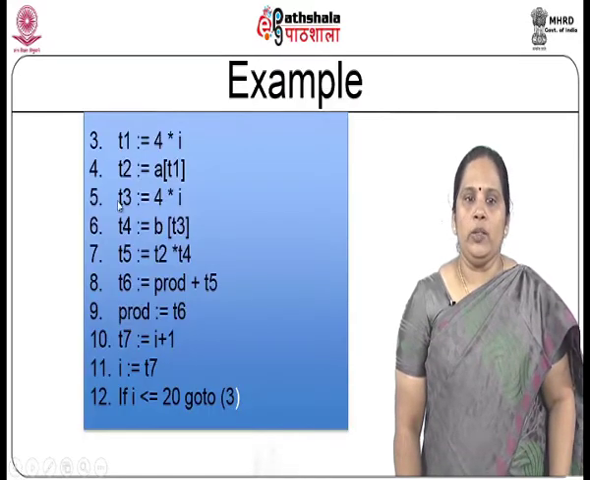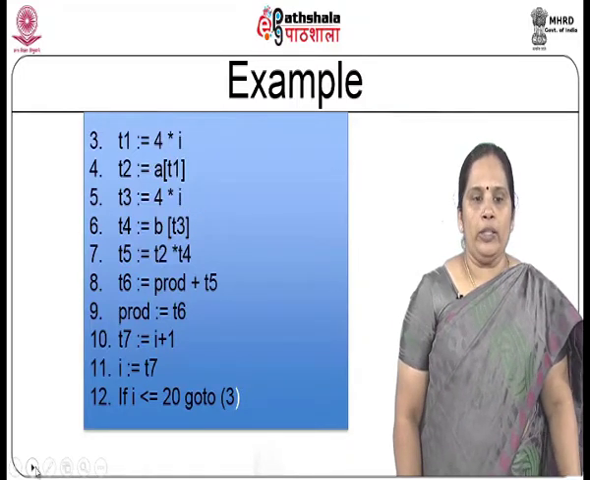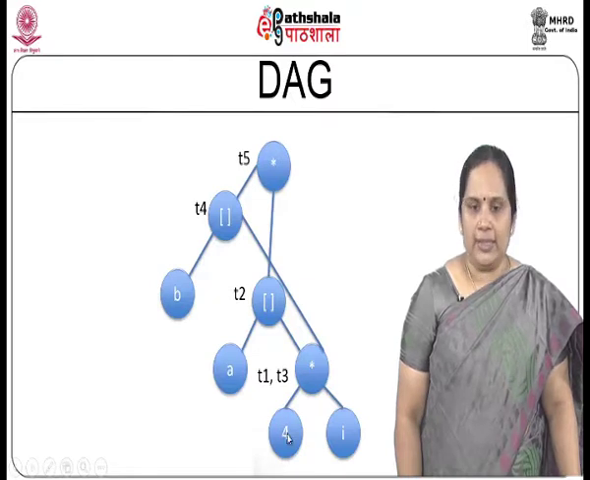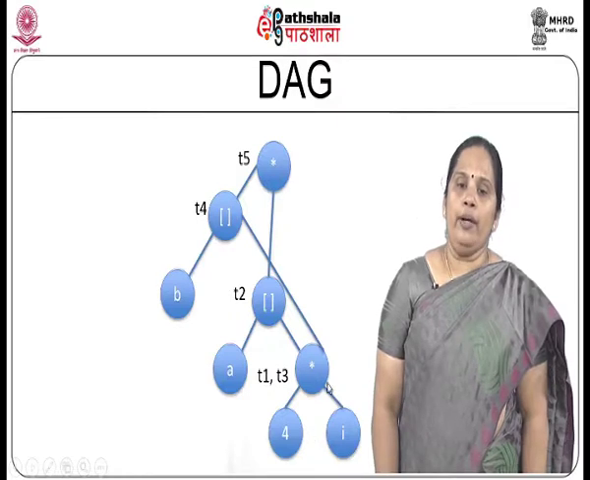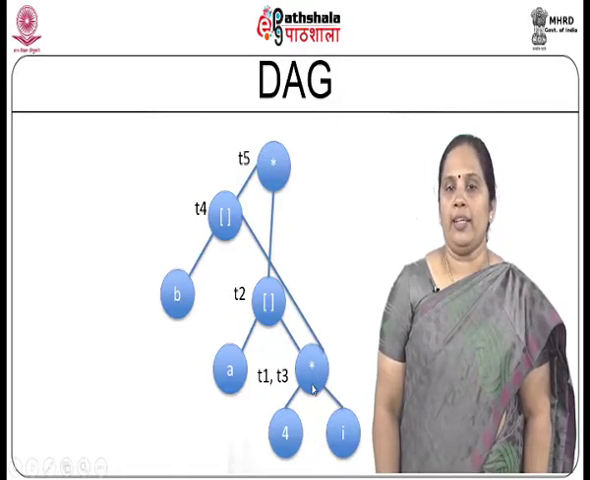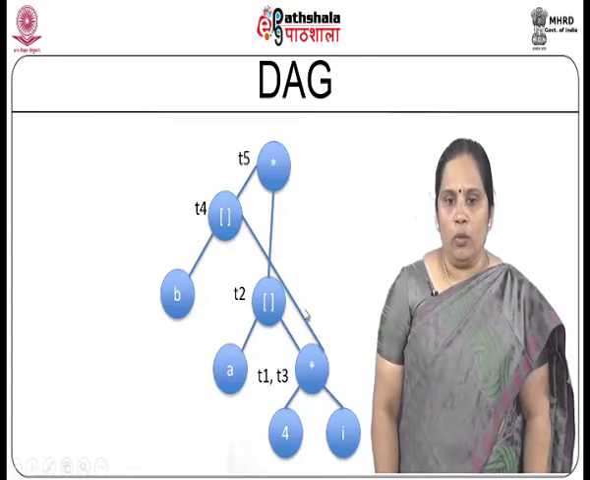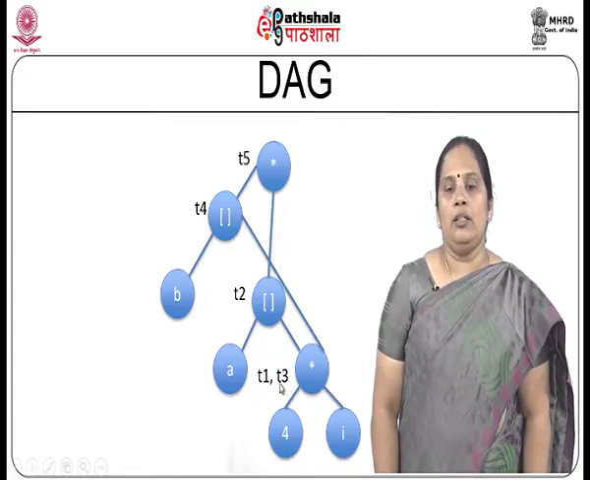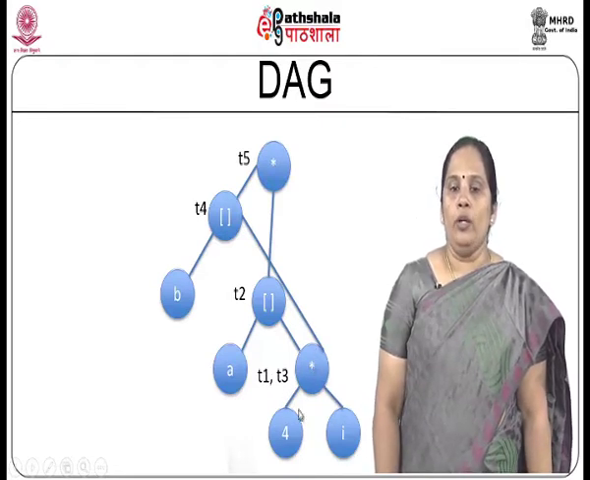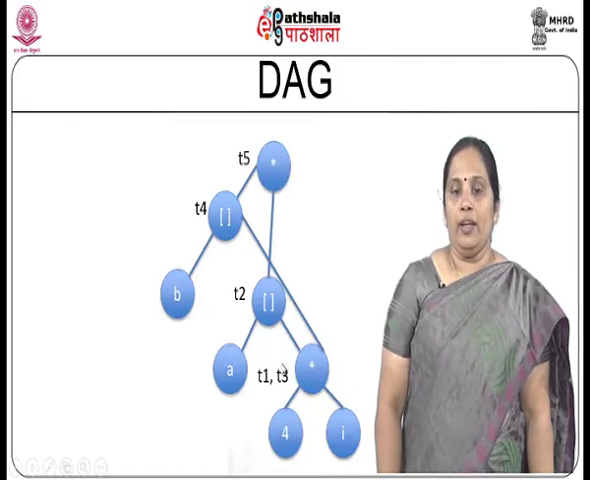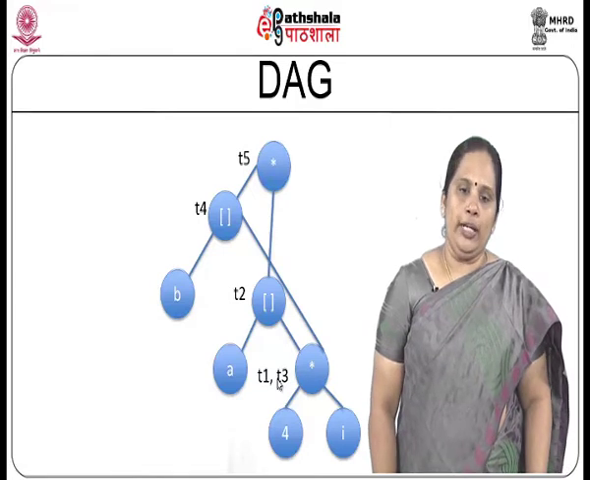The next one is T3 is equal to 4 into I. Now, this is the beauty. I will check whether there is a node 4 available. There is. Is there a node I available? Again, there is. Is there a node labeled star whose left and right children are 4 and I? That is also available. Therefore, this node will also be appended with the tag T3. Now, we know that this is a common sub-expression. A node having multiple tags refers to a common sub-expression, and that can be reused. That is your intention.